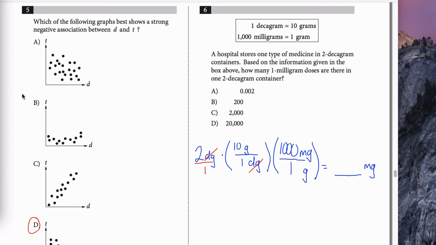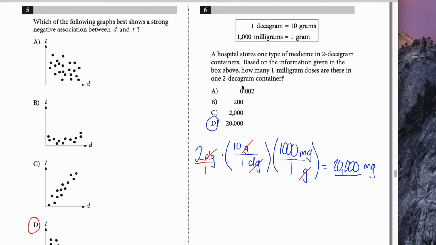And now what you see happen is this gram and this gram cancel out, and the units that I'm left with are these milligrams, which is fantastic because that's what I wanted. And so now all I got to do is multiply. 2 over 1 times 10 over 1 times 1,000 over 1 is 20,000 over 1, aka 20,000, which is the answer here, D.